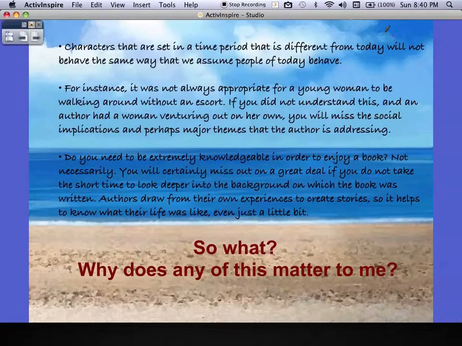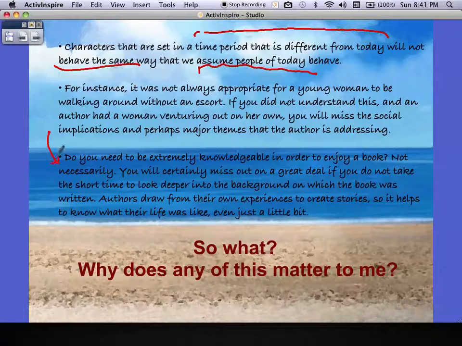And here's back to the characters. You can't assume that they're going to act like you do, because they lived in a time period that's different from yours. So their behavior is not going to be the same, and it's not going to be the same for the same reasons. It's important that you understand that. Does that mean you have to read a history book before you read a window book? Of course not. But you have to understand that if you don't know anything about the time and place, you're going to miss a lot. And that the purpose of the book is they're trying to tell you a story based on their own experiences to help you live your own life just a little better.